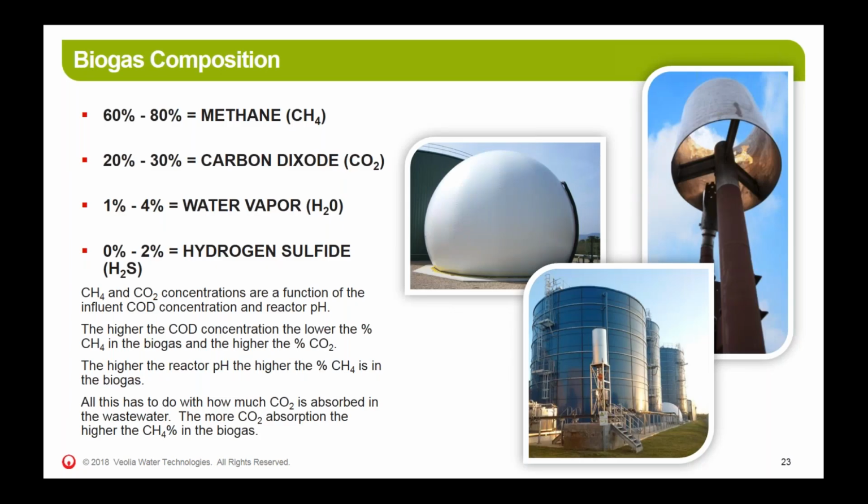Biogas composition. A lot of people put stock in the methane quality as telling you how well the system's working, but that's not always a good deal because the methane can range from 60 to 80%. The carbon dioxide concentration in the biogas could be between 20 and 30%. The water vapor, depending on where you take your sample, could be between 1 and 4%. And the hydrogen sulfide concentration is going to be dependent on the influent sulfur.